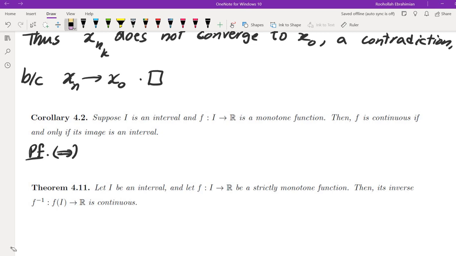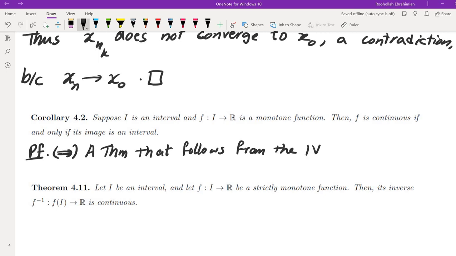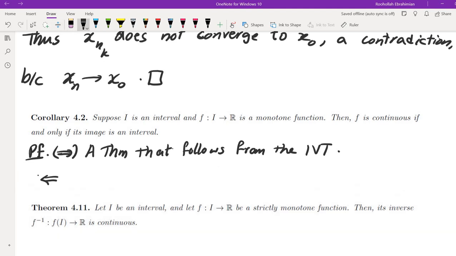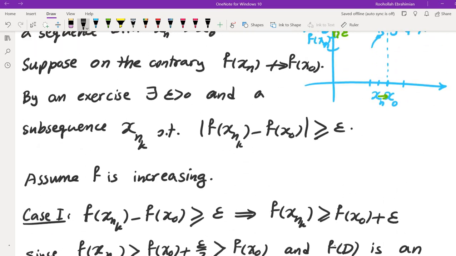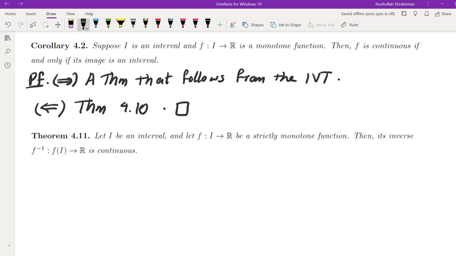This is a theorem that follows from the IVT. So we proved this before. Right after IVT, we proved this theorem. The converse is if it is monotone and the image is an interval, then the function is in fact continuous, and that's exactly the theorem that we proved, theorem 4.10. So this completes the proof of the corollary.